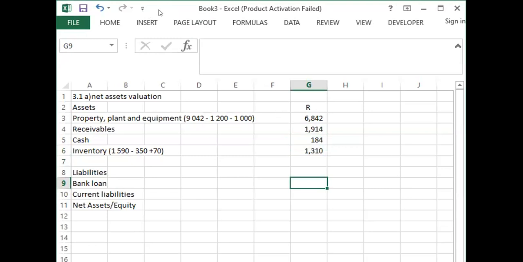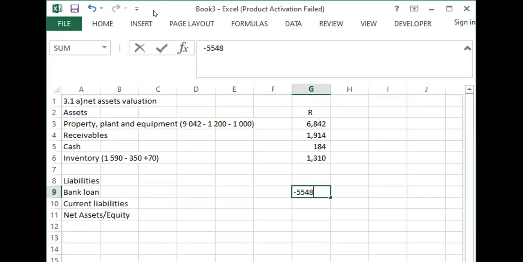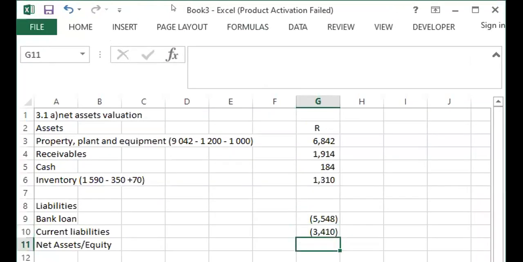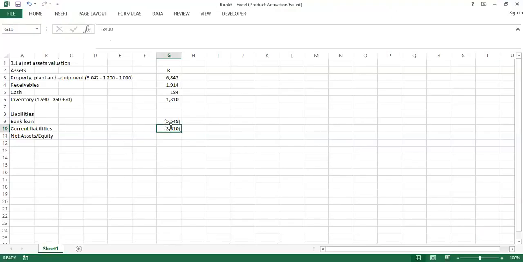And then the bank loan was 5548. Let me put it as negative 5548. And then the current liabilities was 3410. Let's put it as negative 3410. All right. And then here we are simply doing the maths.